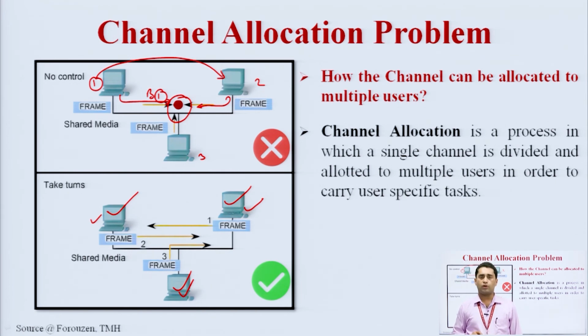So, channel allocation is basically a process in which a single channel is divided and allotted to multiple users. Like this is one class, first I am taking a class, then after me another faculty will come and take a class, then another faculty will come and she will take a class. So, this is a proper utilization of the channel. This is what is performed by the data link layer.